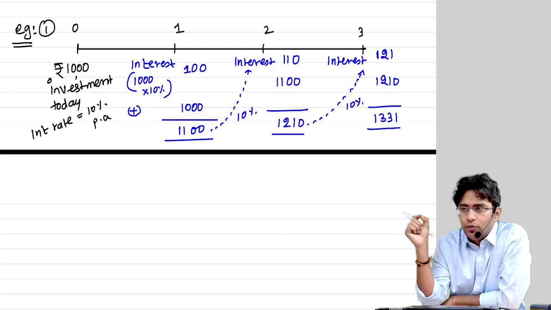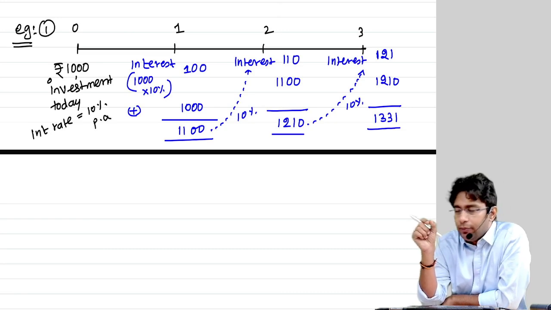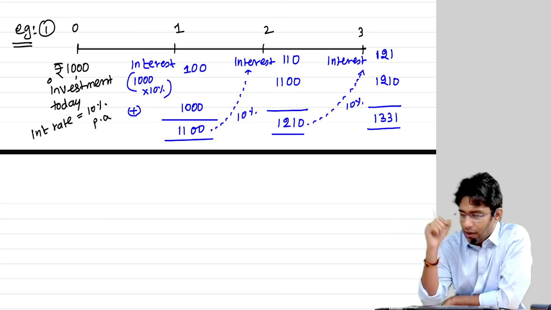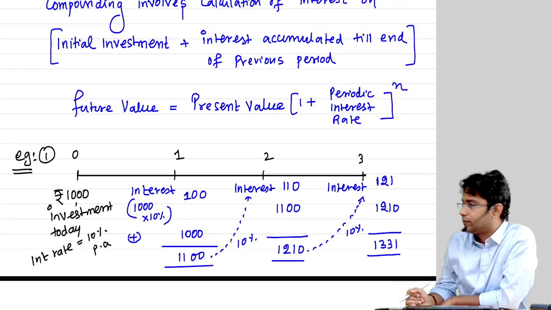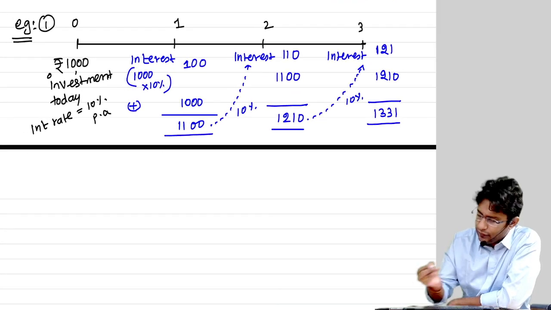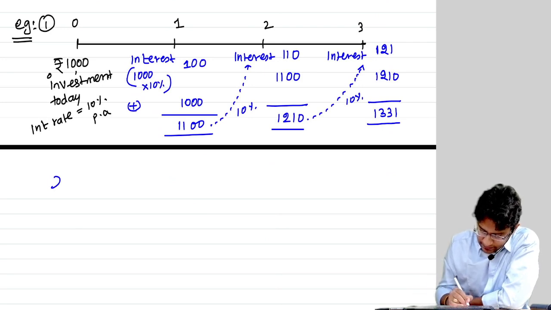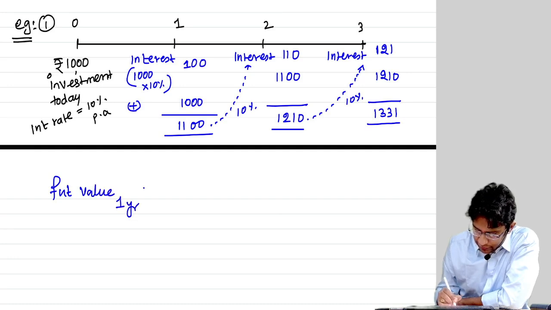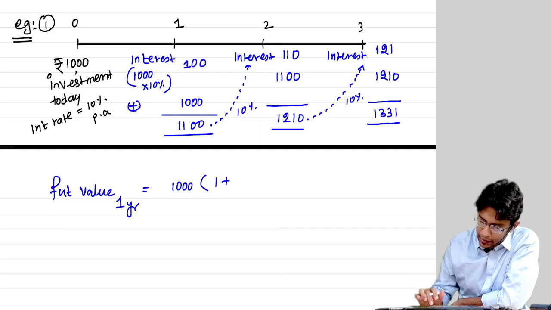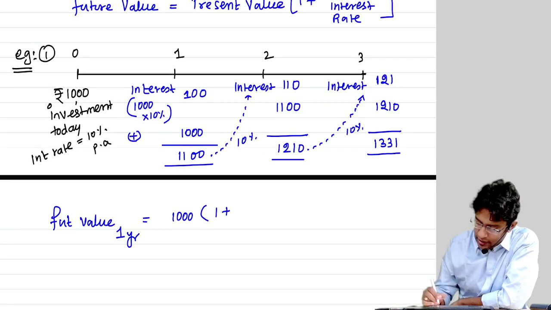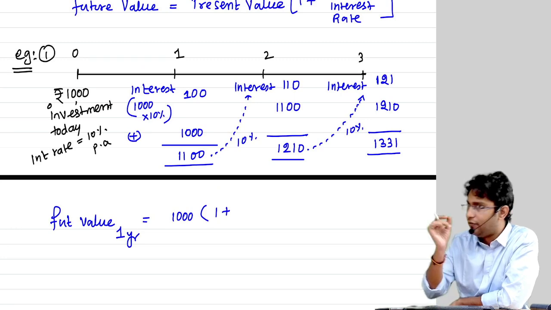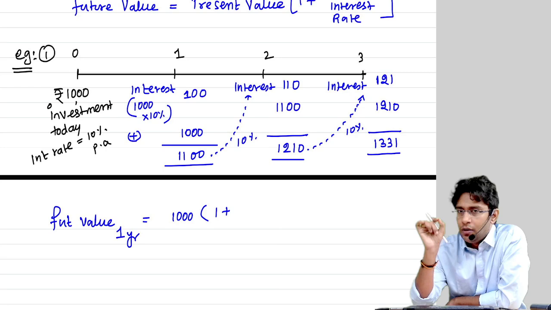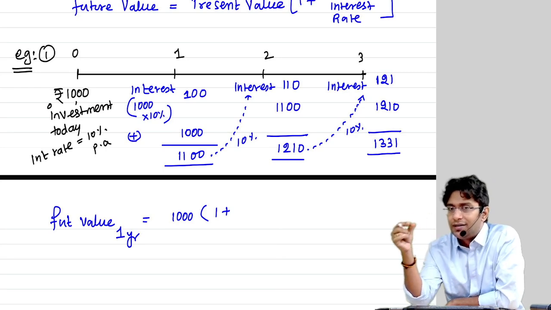No. So we need to establish a relationship between present value and future value. That relation is a formula, sir. Okay, so instead of doing all this, I could have done like this. Future value at the end of 1 year is equal to, what is the formula? Present value 1,000 into 1 plus periodic interest rate. What is the interest rate? 10%.